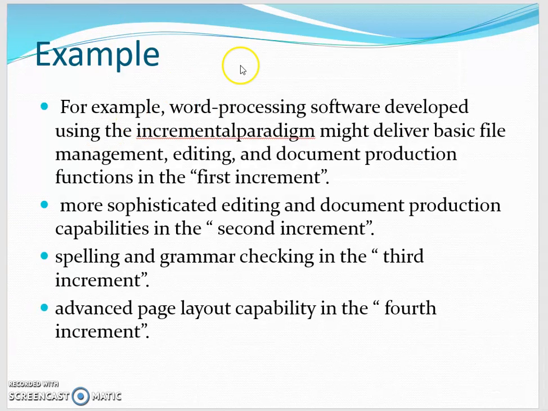Let us look at another example of word processing software development. In the first increment, the developer delivers basic file management, editing, and document protection. In the second increment, more sophisticated editing and document protection capabilities are added, which are not present in the first increment. Likewise, in the third increment, spelling and grammar checking are additional features which are added to the product. And in the fourth increment, advanced page layout capabilities are added.